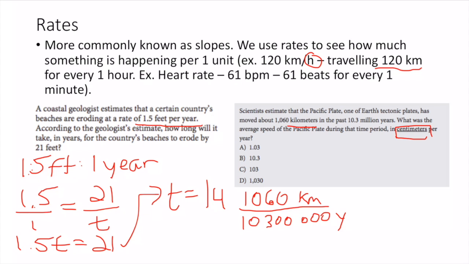So all I need to do in this question is, first I have to take these kilometers and put them into centimeters. To do that, I know that there's 1,000 meters in a kilometer, and I know that there's 100 centimeters in a meter. So I'll take 1,060, multiply it by 1,000 to get it to meters, and then multiply by 100 to get it into centimeters.